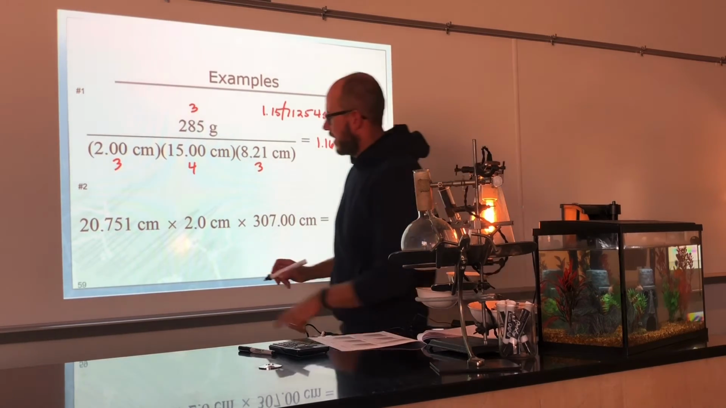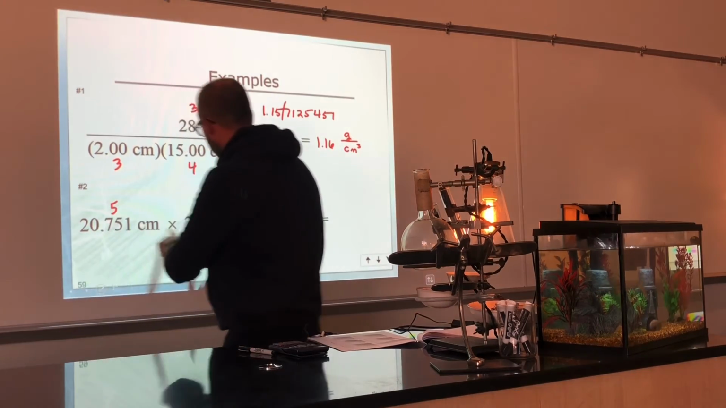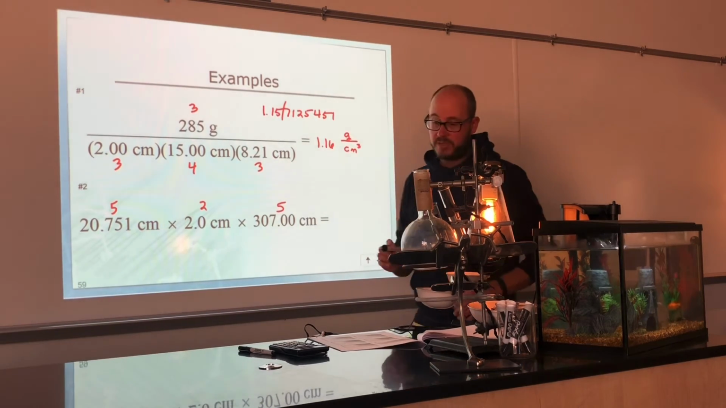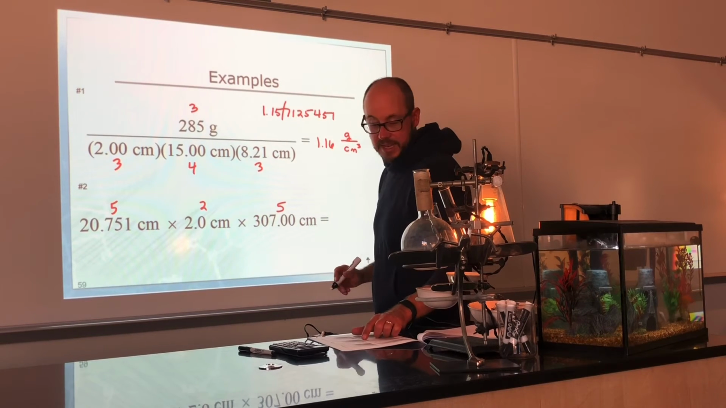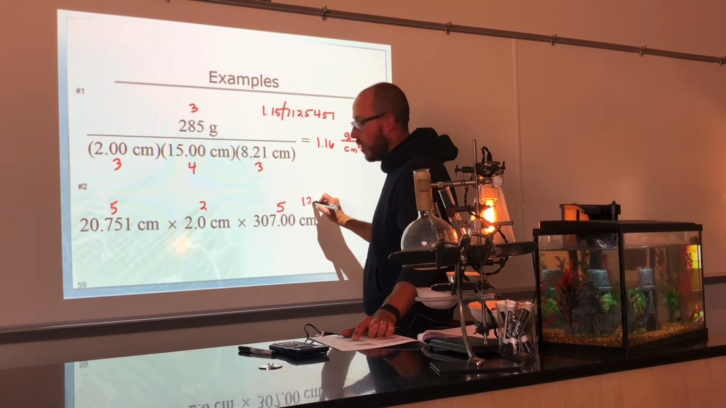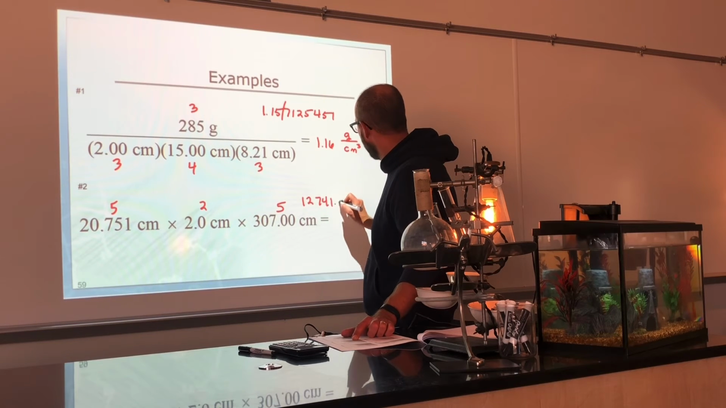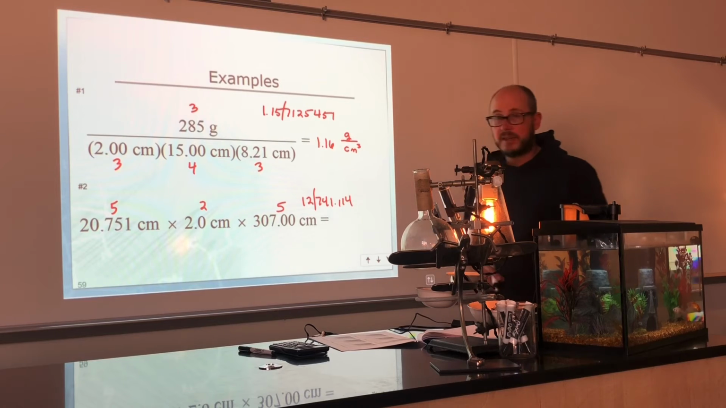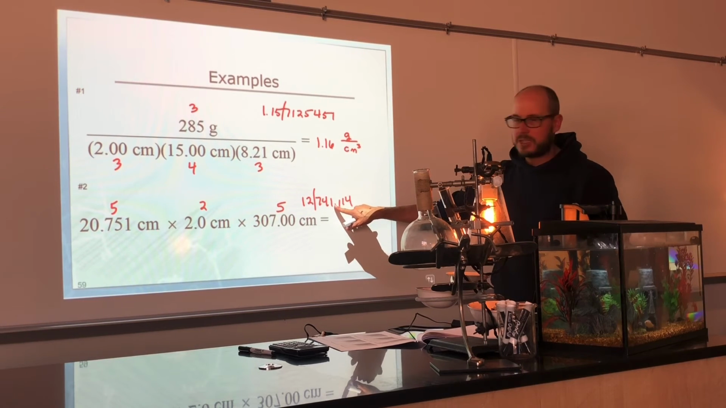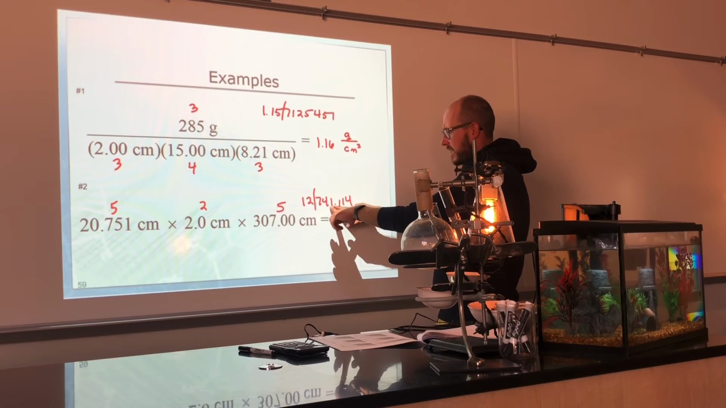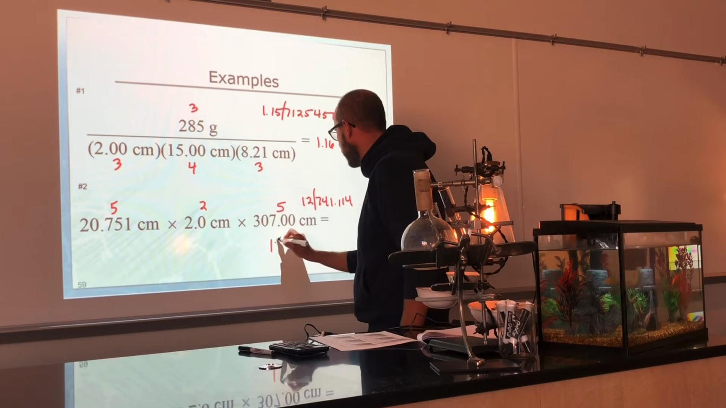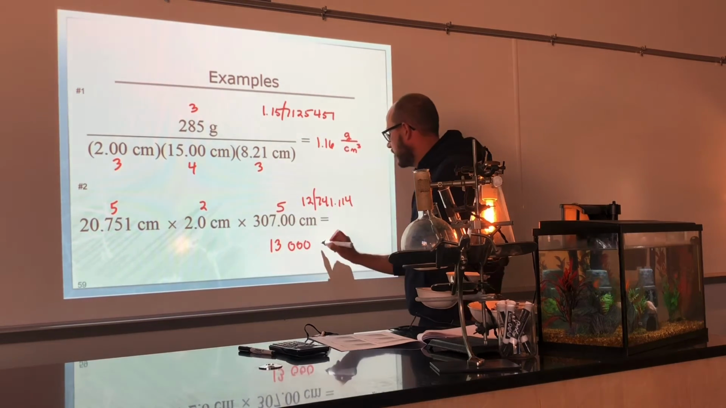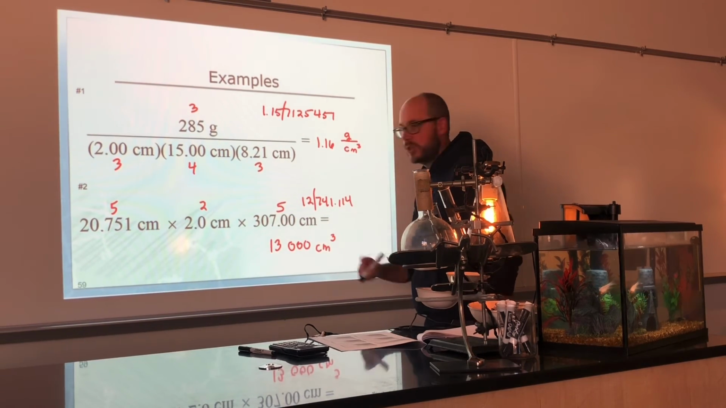In the next one, I have 5 sig figs, 2, 5. 2 is the fewest. I will only have 2 in my answer. And again, I already calculated this to be 12,741.114. If I want only 2 sig figs, I'm cutting it off there. Notice the decimal point's all the way over here, so we'll need 3 placeholder zeros to get us to the decimal point. So this will become 13,000 centimeters cubed.